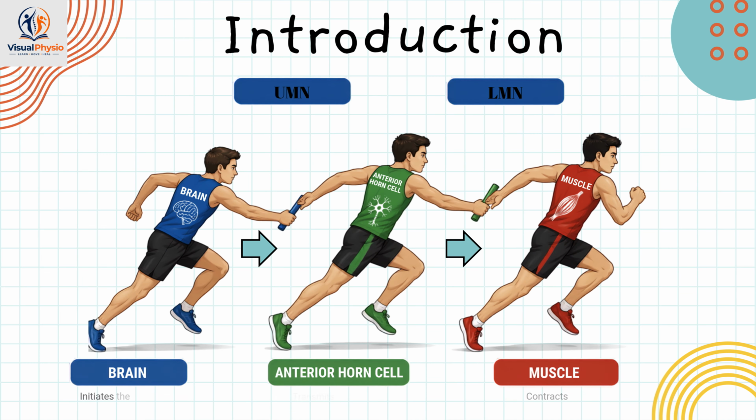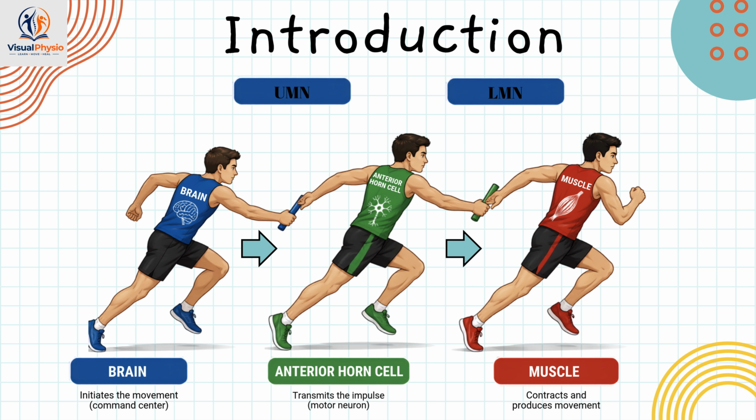Think of a movement like a relay race with 3 runners. Runner 1 is the brain, the command center, the one who decides let's move. Runner 2 is the anterior horn cell, sitting in the spinal cord. It takes the baton and passes it on to runner 3, the muscle itself. It receives the baton and actually produces the movement. Runner 1 and 2 together make up what we call the upper motor neuron. Runner 2 and 3 make up the lower motor neuron.